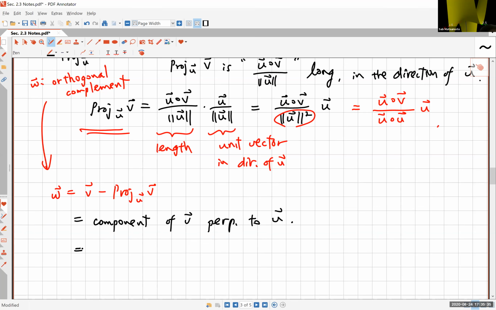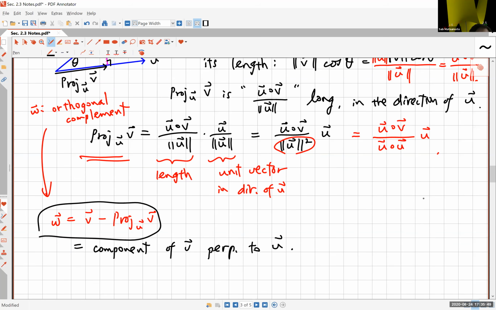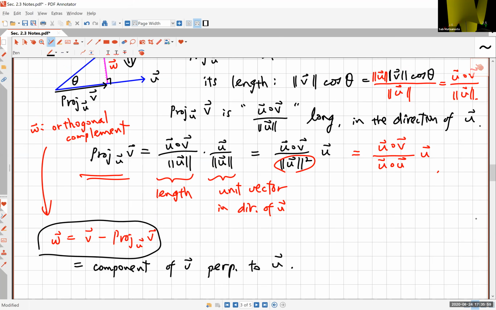But anyway, there's really no separate formula for this, except what I just said. If you're asked to find the component of v perpendicular to u, or the orthogonal complement of v with respect to u, then you use that formula. Basically, find the projection of v onto u, and then subtract that from v.